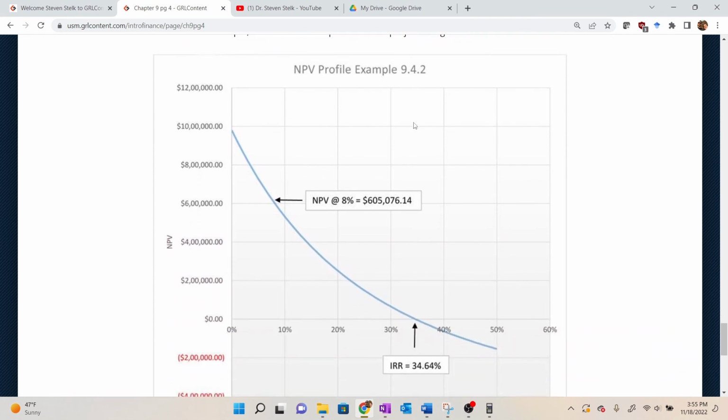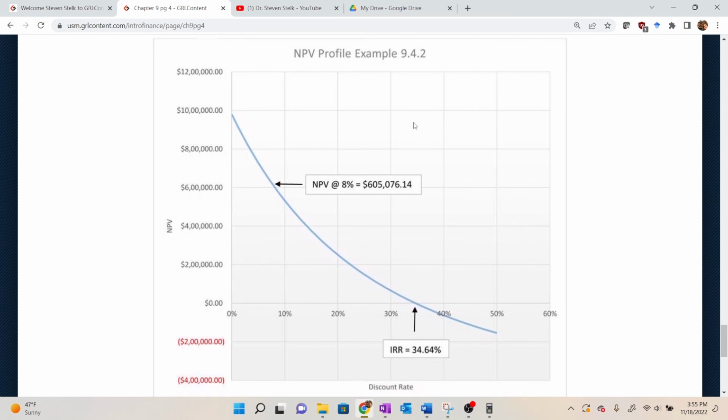Right, if we look at a net present value profile for this particular project, and I just plugged this into Excel and calculated these, we find that it has a net present value at that 8% discount rate of $605,000. So definitely a valuable project at that rate. And moreover, it has a huge safety margin. Here, the internal rate of return, which is where net present value goes to 0, doesn't happen until all the way out to almost 35%.